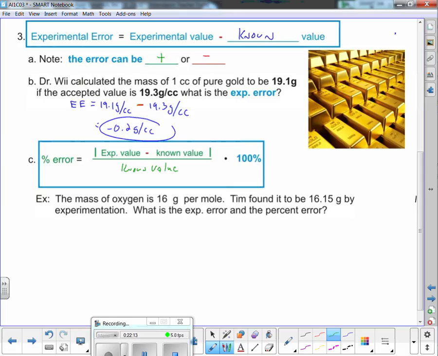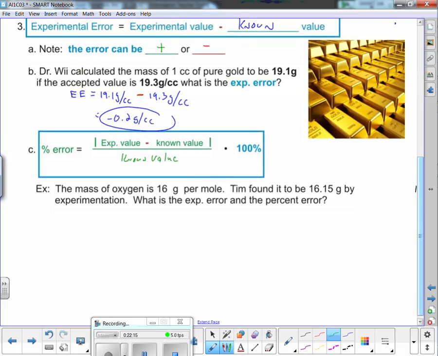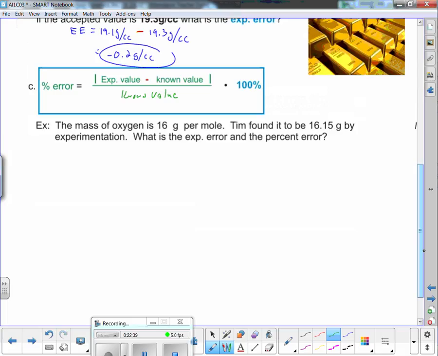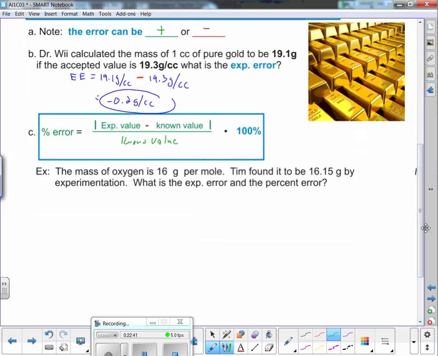All right, so I got another example here. The mass of oxygen is 16 grams per mole. Tim found it to be 16.15 grams by experimentation. What is the experimental error and the percent error? All right, so two questions, and we've got to kick it into a little bit higher gear here. So let's get rolling.